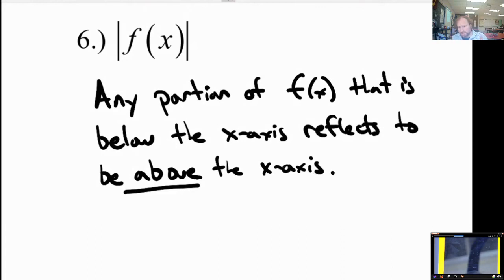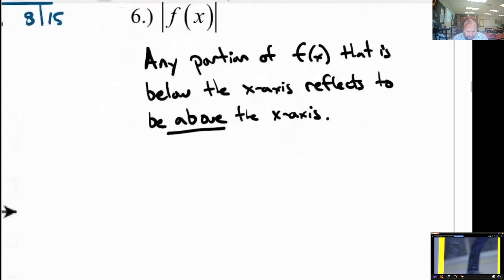Again, what's tricky about this is it does not affect any portion of the graph that's positive. Only the negative parts of the graph are affected. We'll get a chance to practice this in just a moment when we look at the graphs. So let's actually do that.